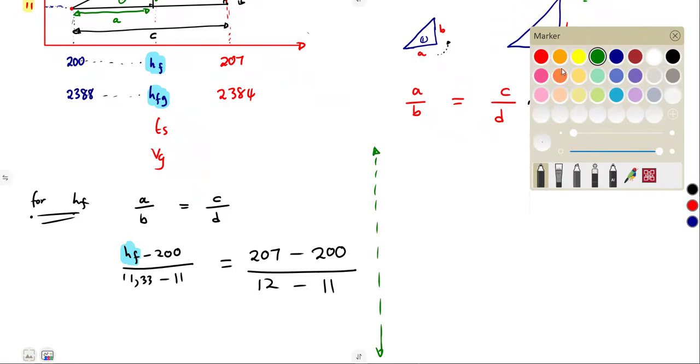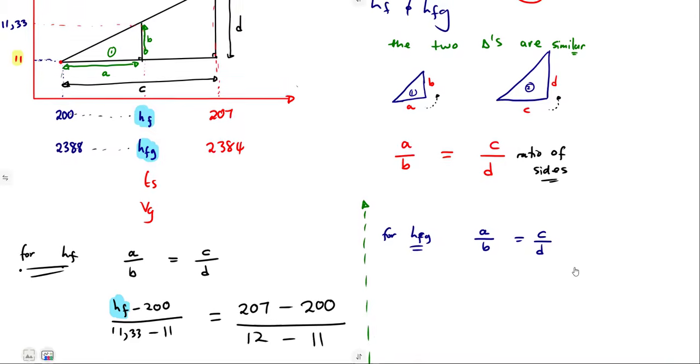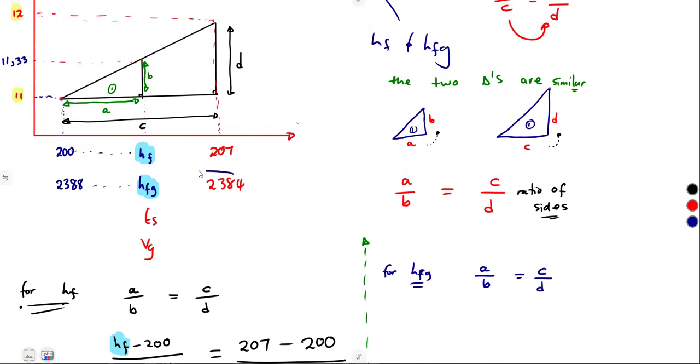Anyways, let us say we wanted to calculate, in this case, HFG. You can use the same thing for any of them, TS, VG, the same thing. All right, so for HFG, let us perform the same thing, using the same formula, guys, A over B is equal to C over D. What is our A? We are focusing on what? On this row, HFG. That is where we are focusing.